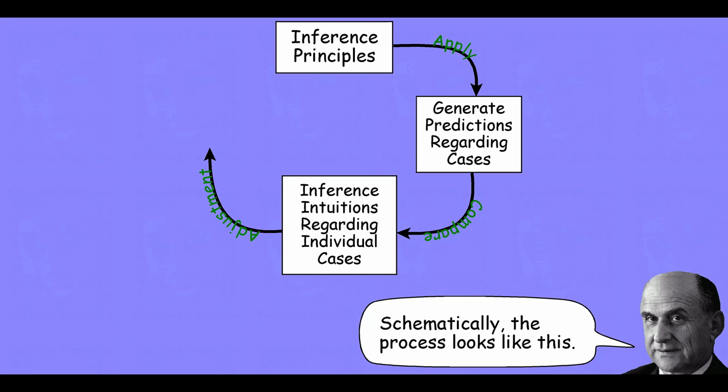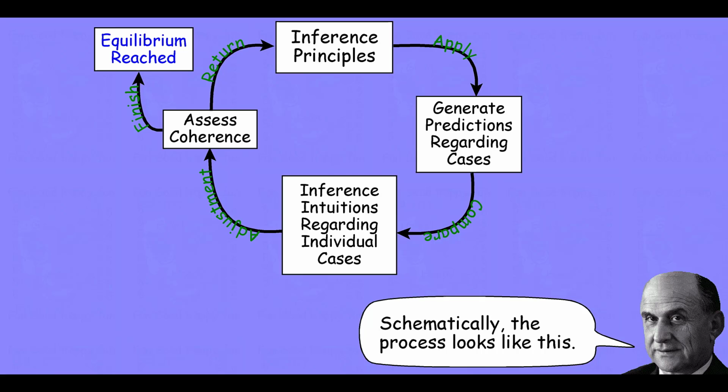If there is a conflict between the prediction of our rules and our intuition about what should be the case, then we try to adjust either the intuitions or the rules to create greater coherence. We assess our coherence after adjustment. If our coherence is inconsistent, then we return to our inference principles and begin again. If our coherence is sufficient, we've reached that equilibrium state, and now we have an acceptable set of rules, at least for the time being.